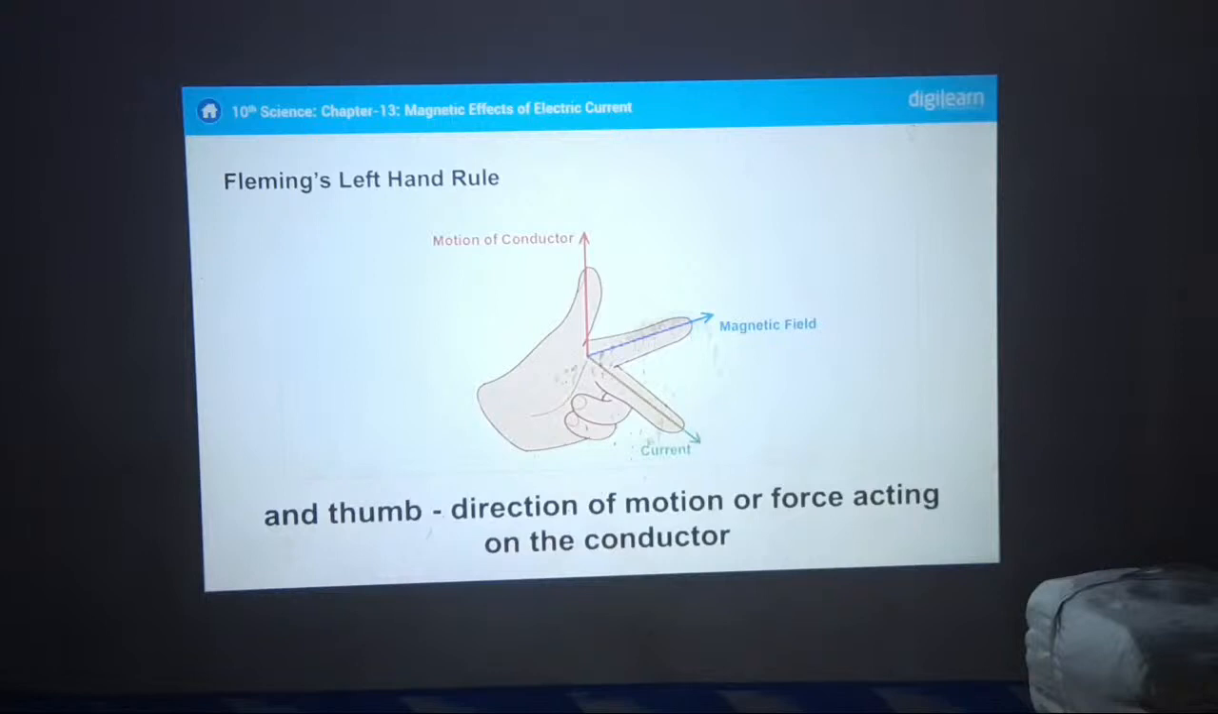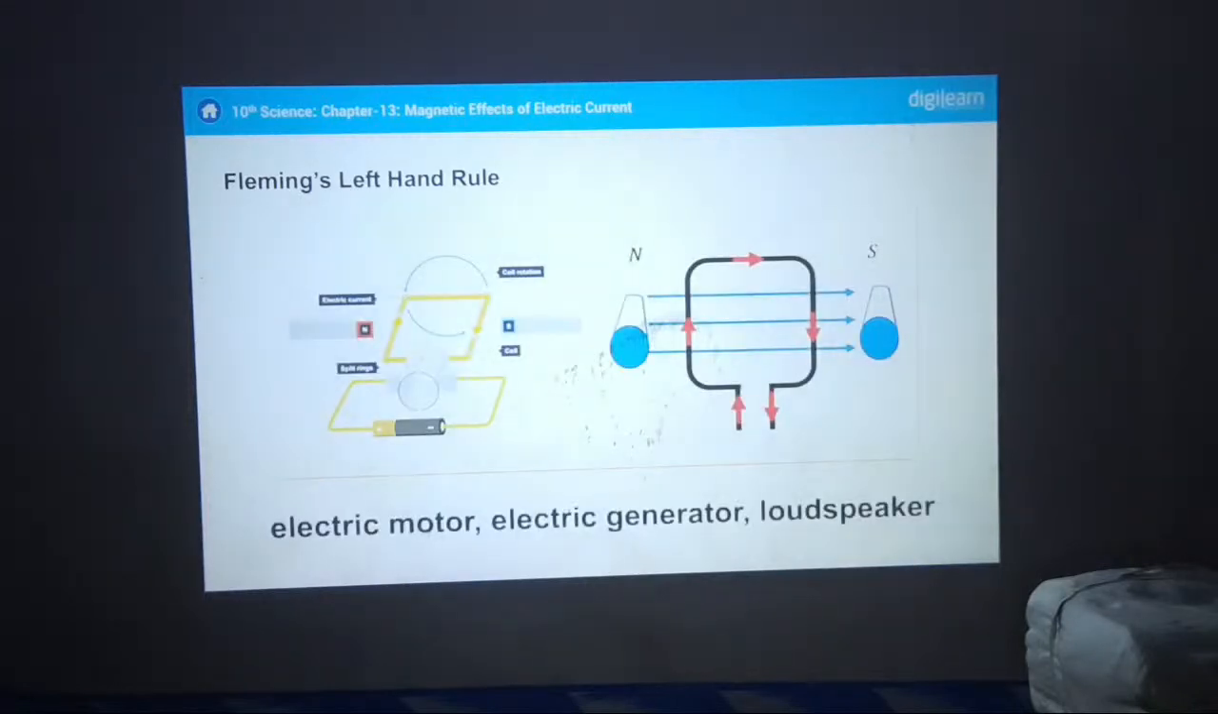The directions of electric current, magnetic field, and force are similar to three mutually perpendicular axes, that is, x, y, and z axes. Many devices such as the electric motor, electric generator, loudspeaker, etc. work on Fleming's left-hand rule.